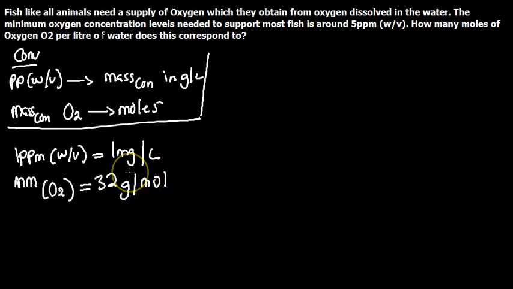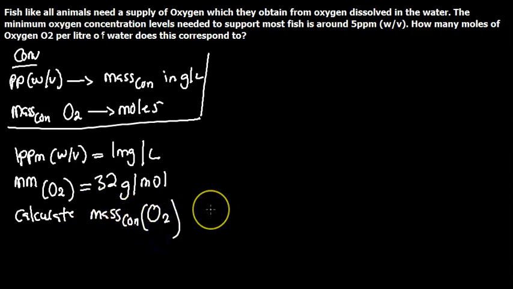Next thing we need to do is to calculate the mass concentration of oxygen in grams per liter. Let's put it down. Alright, let's follow these steps.